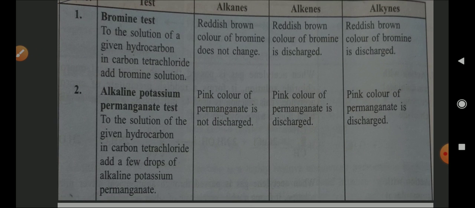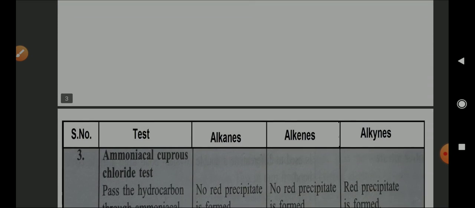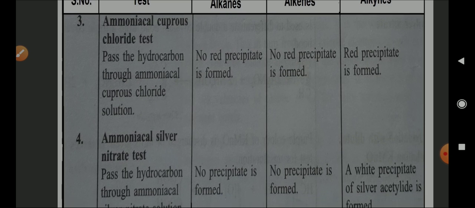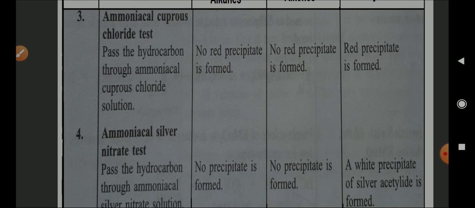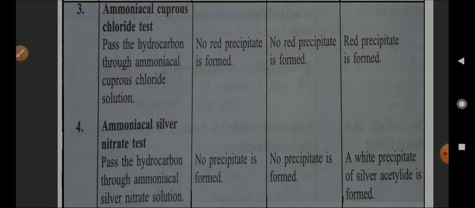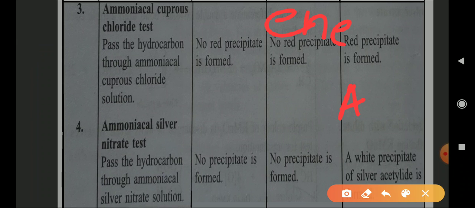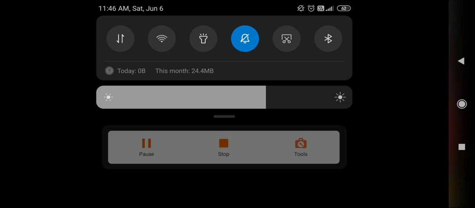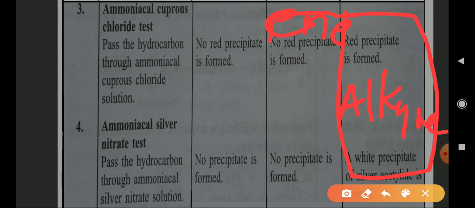So this is the first thing that you require to identify the difference between saturated and unsaturated hydrocarbon. Let us move on to another one, in which you can differentiate between alkene and alkynes. In that one we are going to use special compounds, that is ammoniacal cuprous chloride and ammoniacal silver nitrate solution. Here ammoniacal cuprous chloride solution is added to the given compound. This part is alkyne, this part is alkene, and this one is alkane.